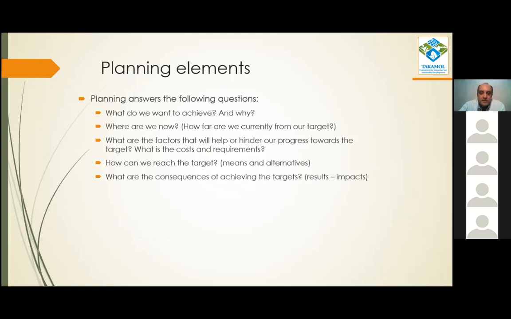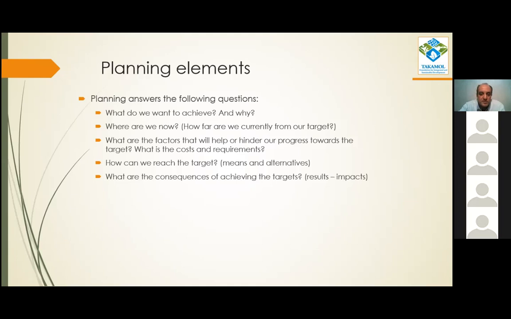Planning elements. The planning process answers the following questions. What do you want to achieve and why? The second question is, where are we now? Where are we standing now? And the third question is, what are the factors that will help or hinder our progress towards the targets?